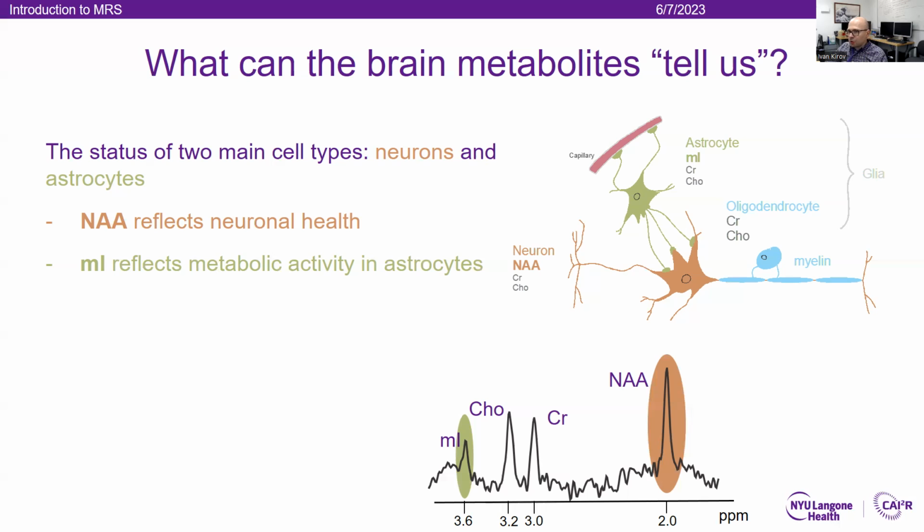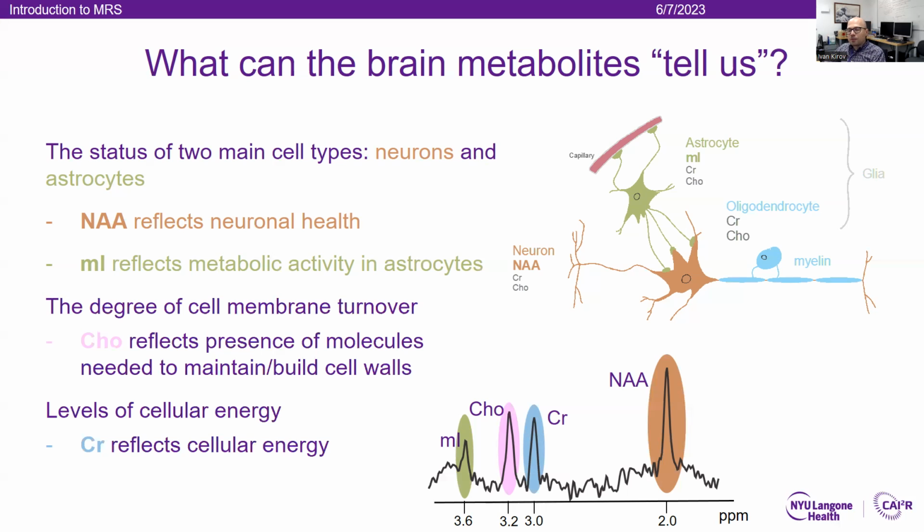NAA is a marker for neurons. It reflects neuronal health. Here you can see on the cartoon on the right-hand side a neuron which is the same color as the NAA. And you can see next to it the supporting cell in green, that is the astrocyte. The myo-inositol signal is thought to come from astrocytes. So myo-inositol is known as an astrocytic marker. So here we have 2 metabolites that are markers for 2 very important cell types of the central nervous system, and that's really, really important.